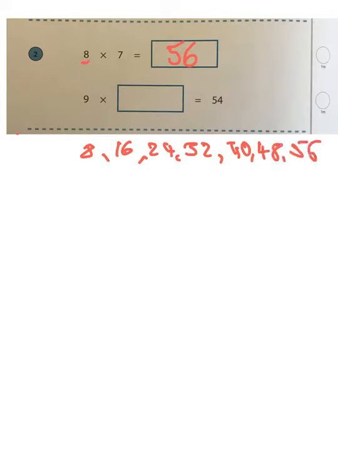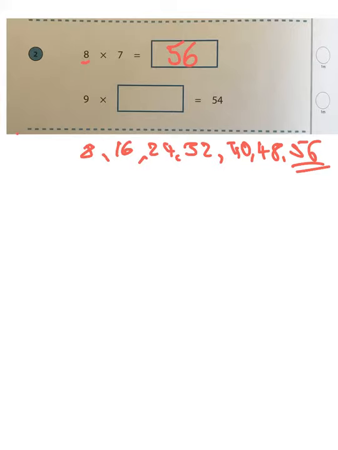Straightforward multiplication questions. First one is anyway. 8 times 7. 56. Hopefully you all know that one from your times table work. If you don't, you should be counting up in 8s until you've got 7 on your fingers. If you needed to, you could have written them all down. 8, 16, 24, 32, 40, 48, 56. You could have done it that way.